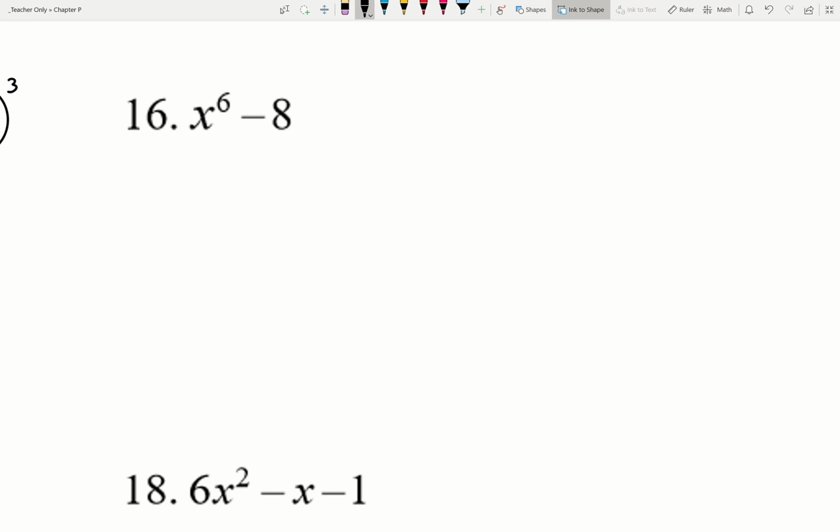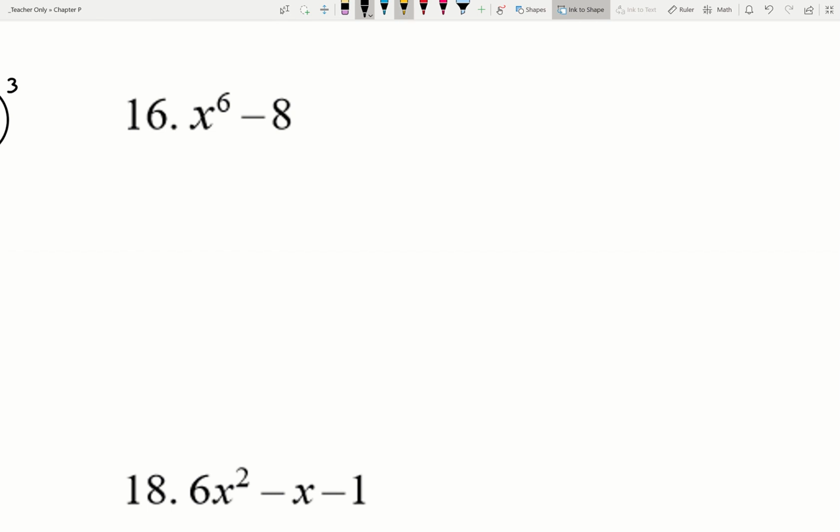So some descriptive things here, some flags, some hints, right? I'm seeing numbers like 8. That's a perfect cube. I'm seeing that I have 2 terms. I'm seeing that I have a minus sign, so that's a difference. And I see an exponent of 6 there, which is a little interesting. I might suspect that this is either the difference of 2 squares or the difference of 2 cubes.